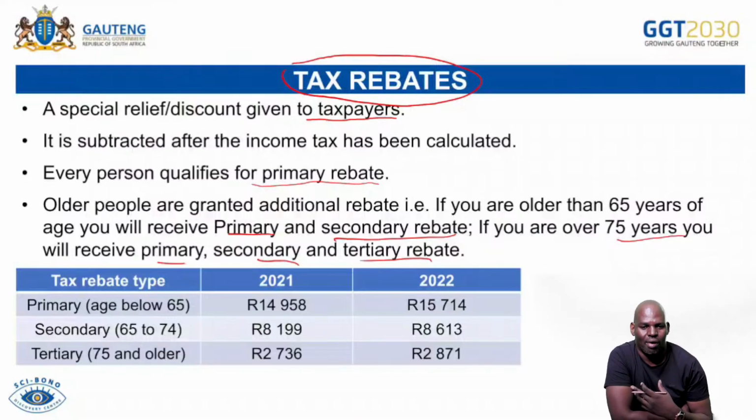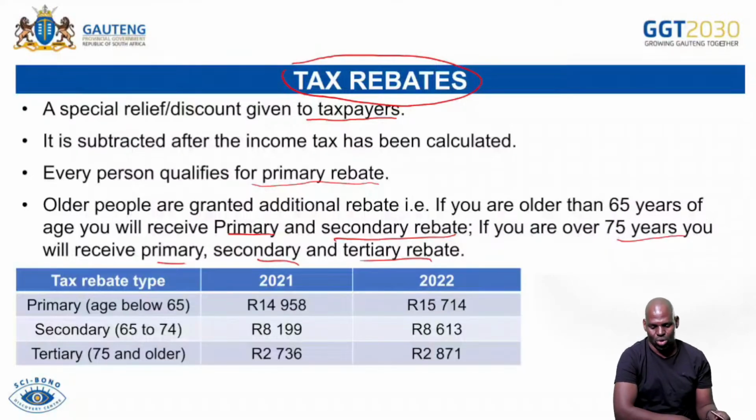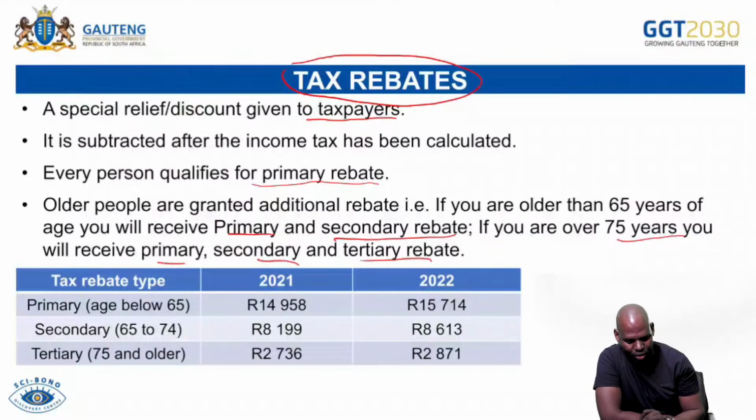For them, being on pension, you will find that they are no longer earning enough money. So after calculating tax, the government sees that if we tax these people this amount, they are not going to have enough money to survive. So we rather reduce their income tax further, so that at least they are left with something.